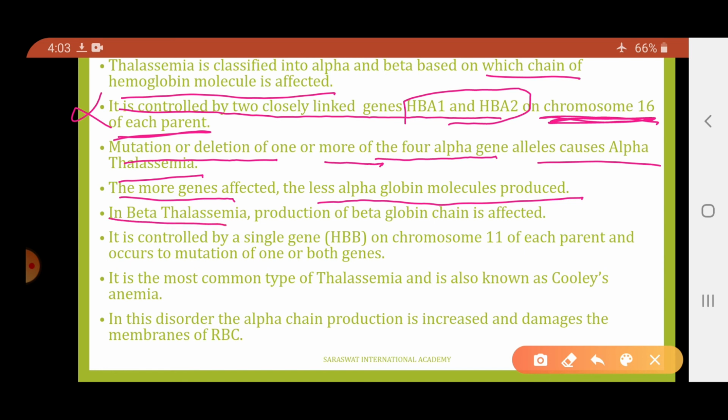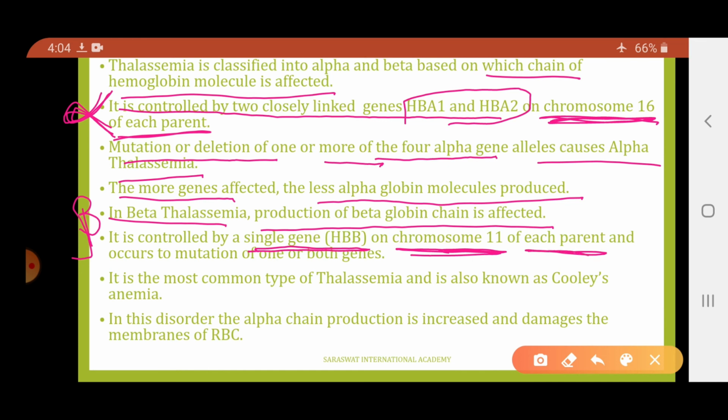Basically, what is in beta thalassemia? The production of the beta globin chain is affected. Here we are talking about alpha thalassemia, and here we are talking about beta thalassemia, where the production of the beta globin chain is affected. Now the synthesis of the alpha globin chain is controlled by two genes, HbA1 and HbA2, whereas in beta thalassemia, the globin chain is controlled by a single gene HBB, which is present on chromosome number 11 of each parent.